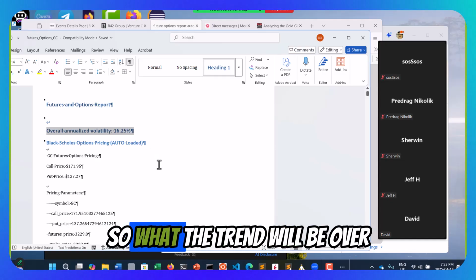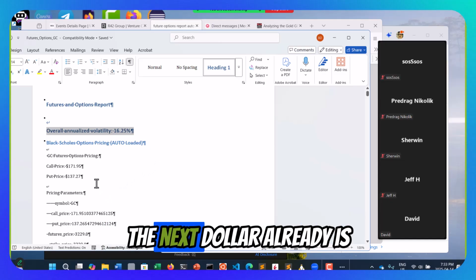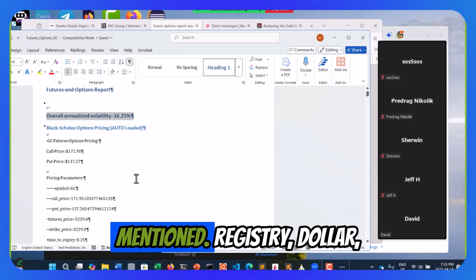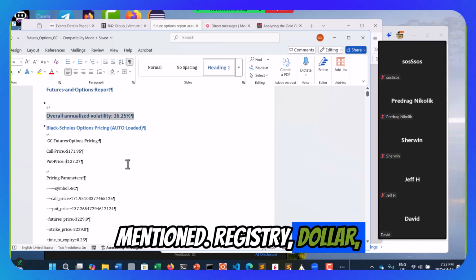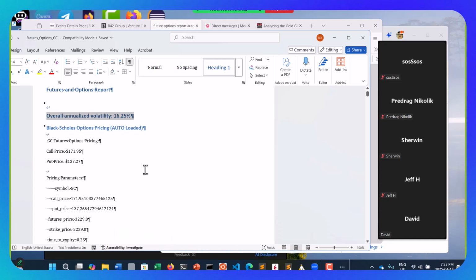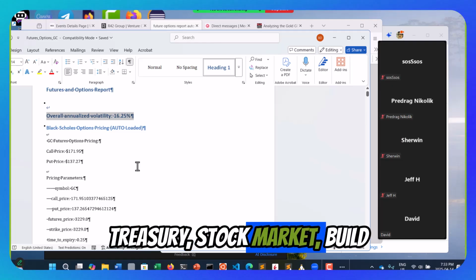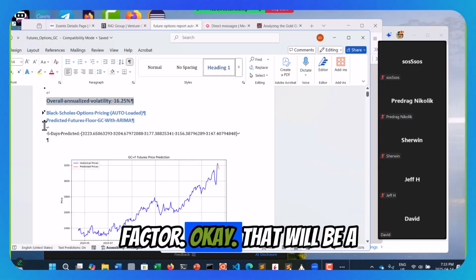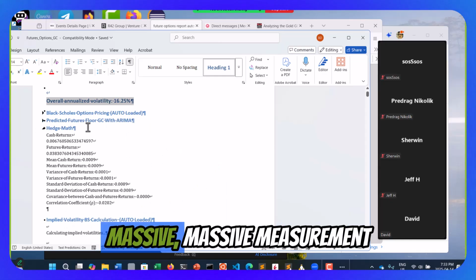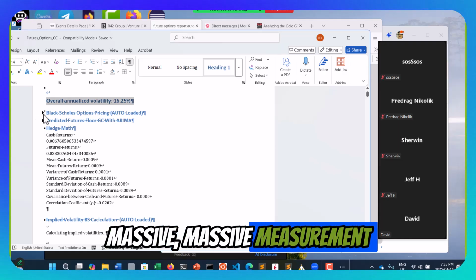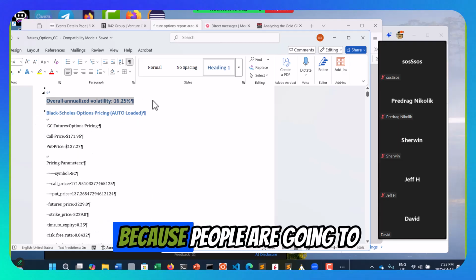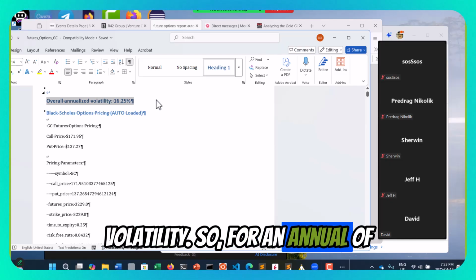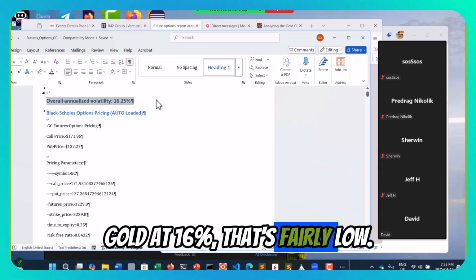So the trend over the next while, and probably already, is looking for assets uncorrelated to all those I mentioned: treasury, dollar, gold, stock market. Those are the big ones. Volatility is going to be a big factor and a massive measurement, because people are going to start looking for lower volatility. So for gold, an annual volatility of 16% is fairly low.